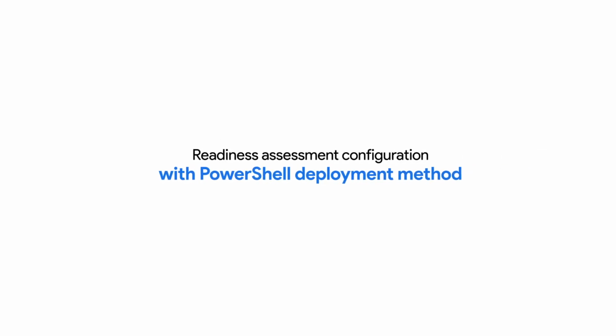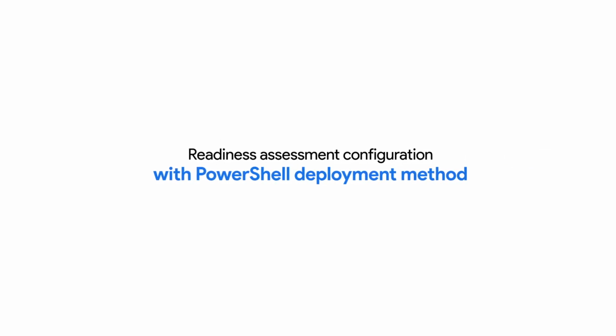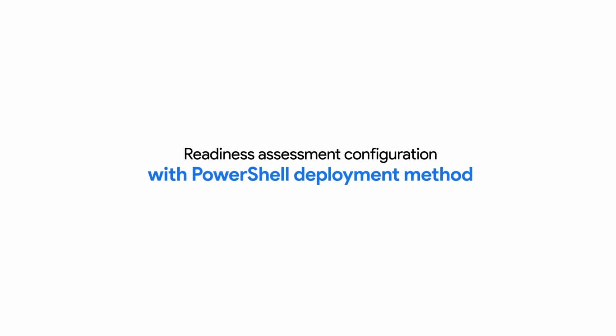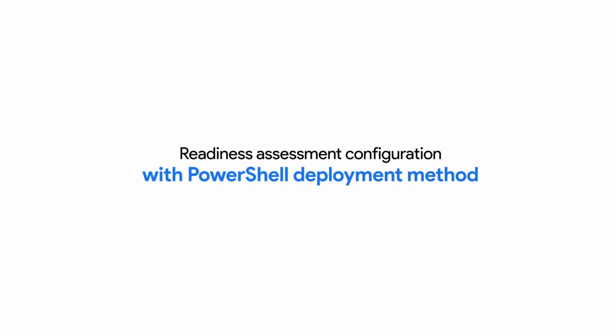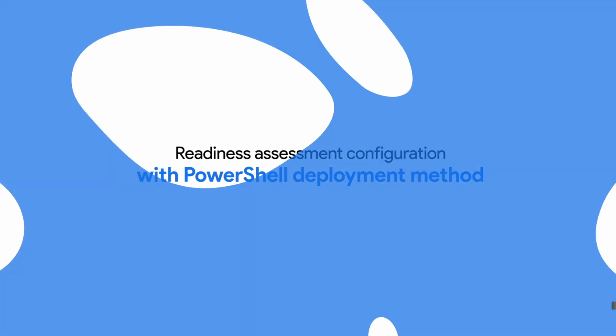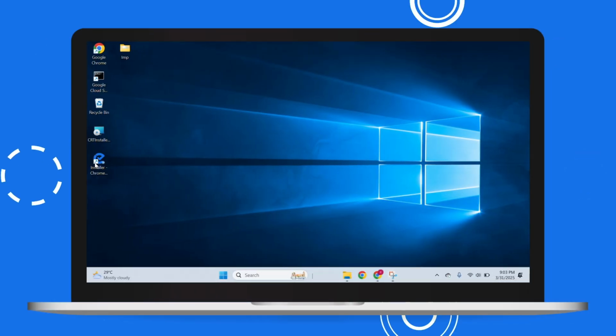Let's deploy the ChromeOS Readiness Tool to your network using the PowerShell deployment method. By using the PowerShell deployment method, you can install the ChromeOS Readiness Tool using UEM software. Click the ChromeOS Readiness Tool installer application to begin the configuration process.